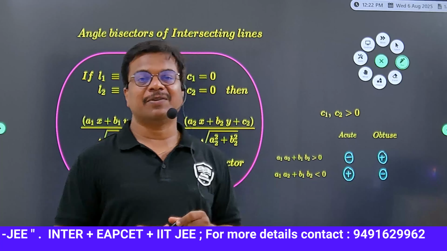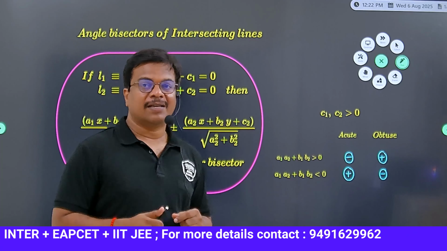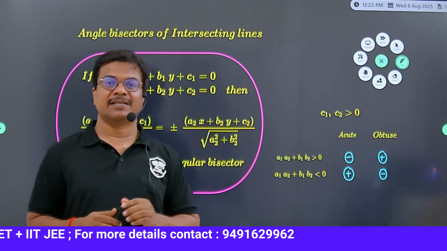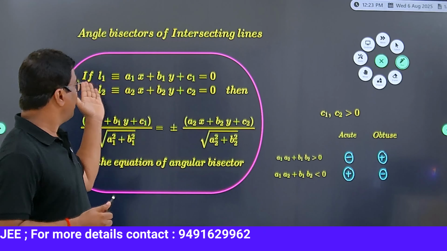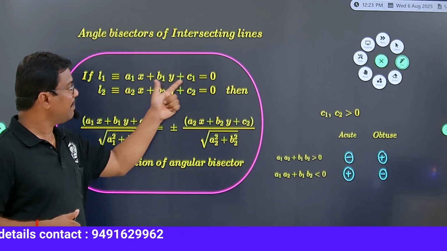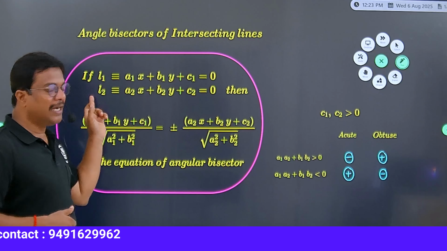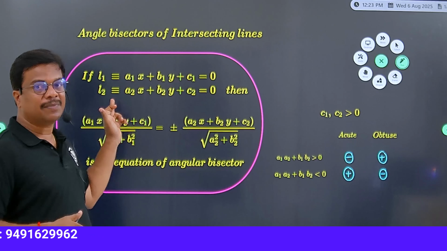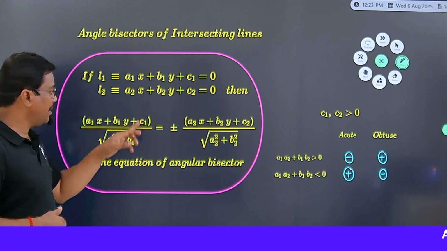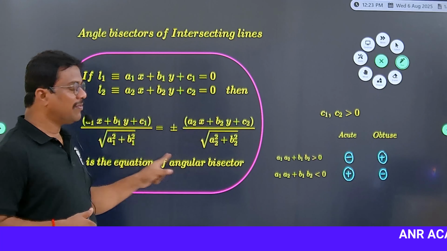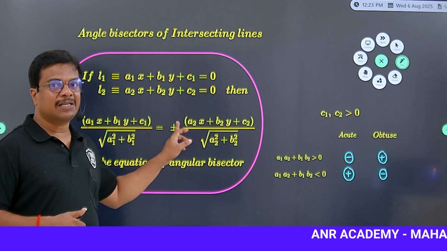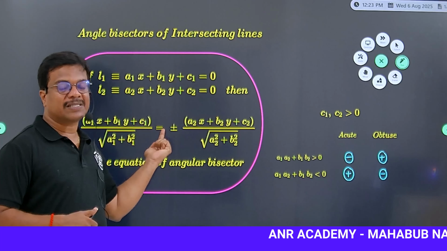Today we are going to discuss angle bisectors of given two intersecting lines. See here, if a line L1 is of the form A1x plus B1y plus C1 equals 0, and L2, the second line, is of the form A2x plus B2y plus C2 equal to 0, then this is the equation of angular bisectors. Here this is the equation having both plus or minus sign.